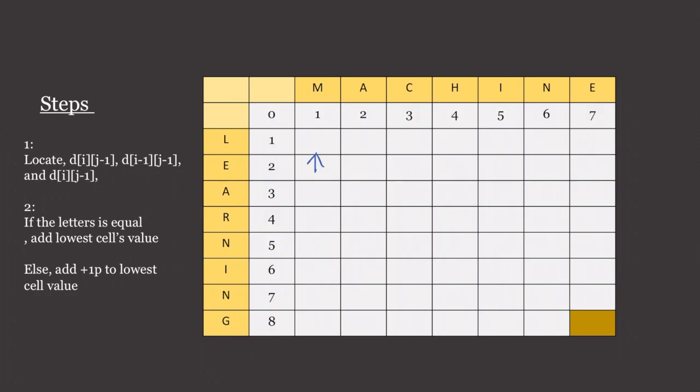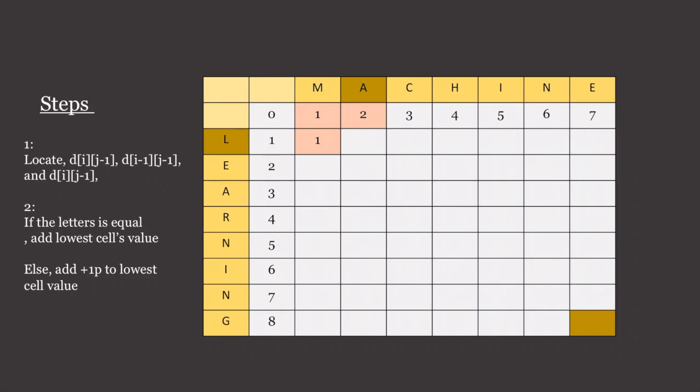To add a value to a cell, we need to look at its neighbors. And now we look at the letters that we want to compare. Is L equal to M? And it is not. So we take the lowest value of the neighbors and add +1 to it.